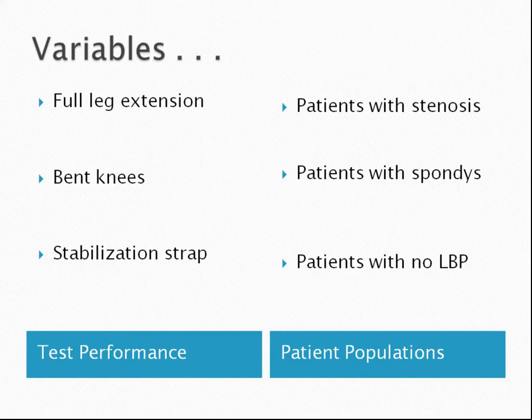Unfortunately, there are many variables that make comparison difficult if not impossible. For the test performance, some of these are performed with full leg extension, some with bent knees, some stabilizing with a strap, some are side-lying, and some are prone. For patient populations, some patients had known conditions while others had no low back pain, or patients with low back pain referred with a suspicion of lumbar instability.